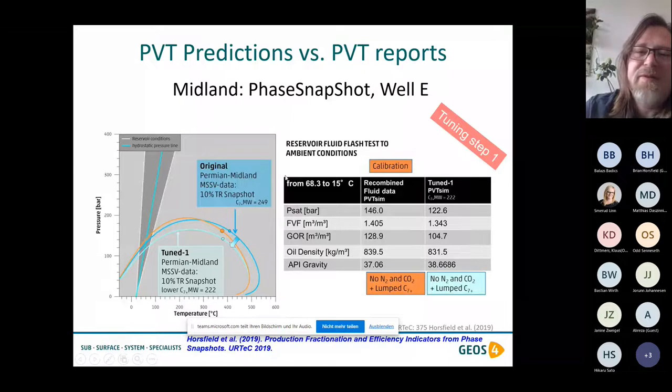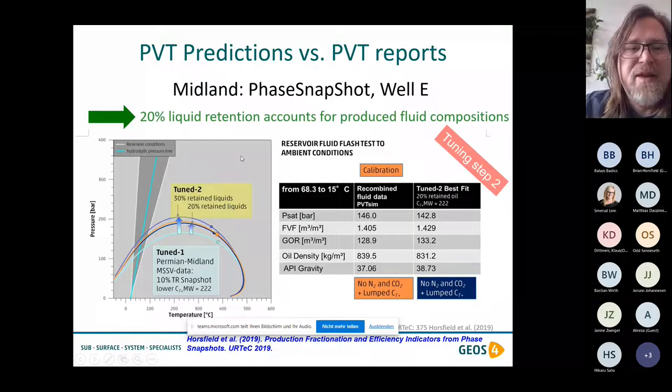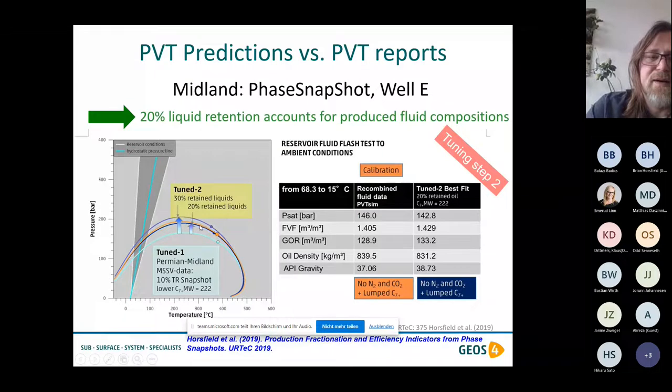By lowering, in the first tuning step, the molecular weight of the C7 plus fraction again, from 249 to that of the produced fluid, which is 222, we get a nicer fitting phase envelope. And then in the second tuning step, 20% liquid retention is found to really account for the produced fluid compositions shown here, so the dark blue phase envelope fits the yellow phase envelope.